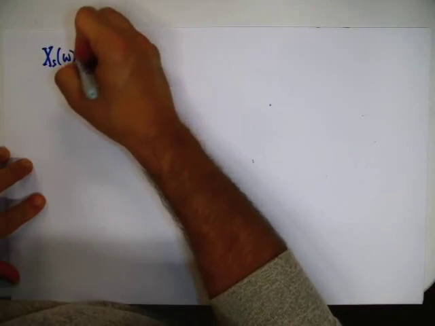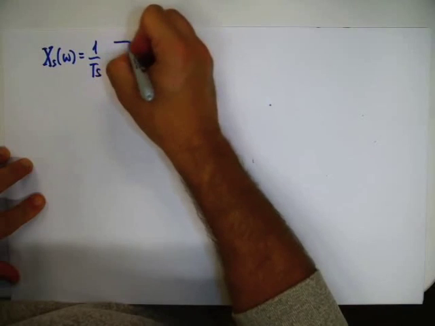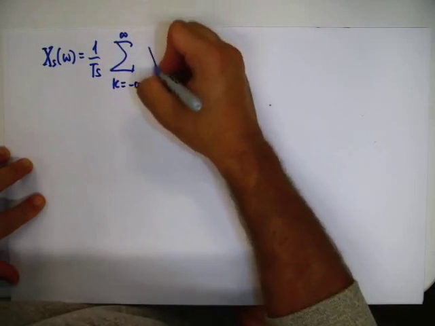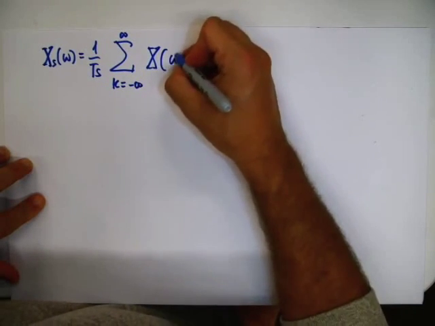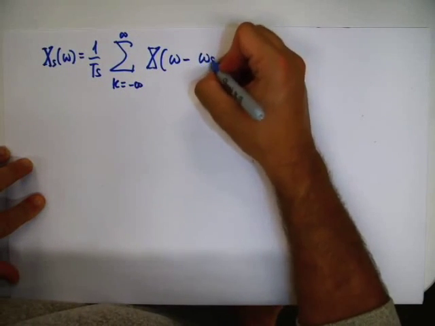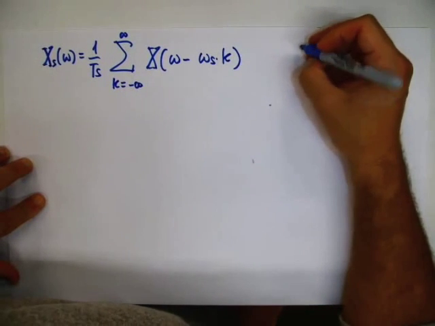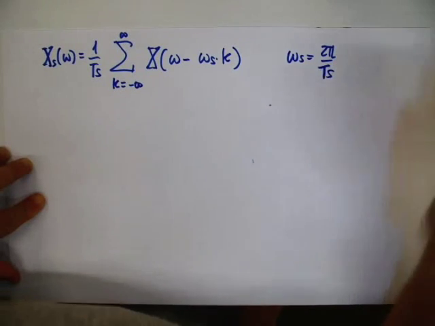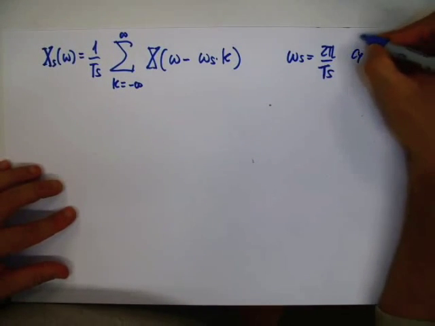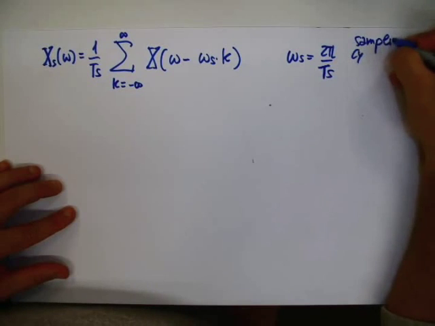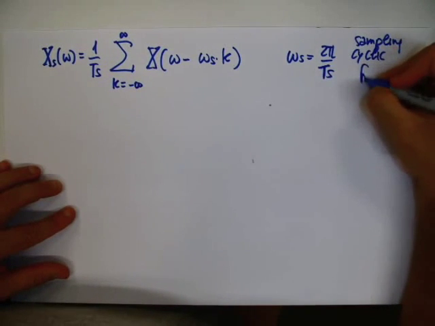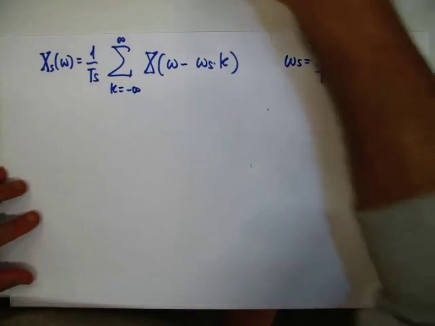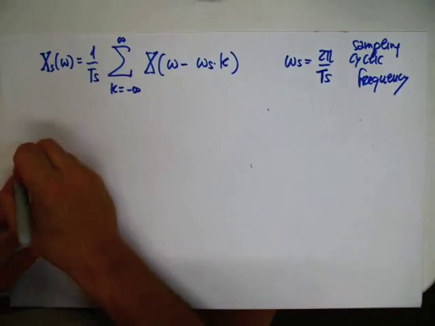Xs of omega equals 1 over Ts, the sum from k equals minus infinity to infinity of the original spectrum X of omega minus omega s times k. Let me remind you that omega sub s is equal to 2 pi over Ts, which is the cyclic frequency of the sampling.